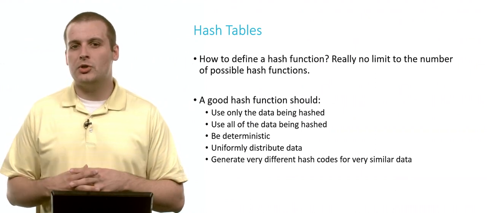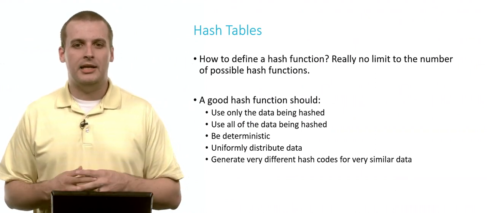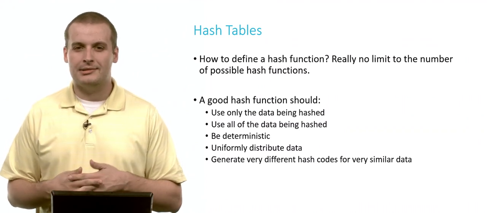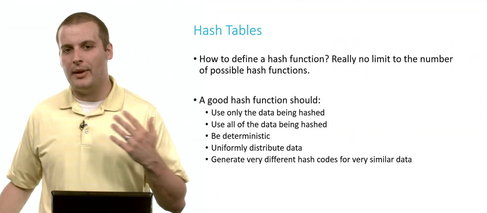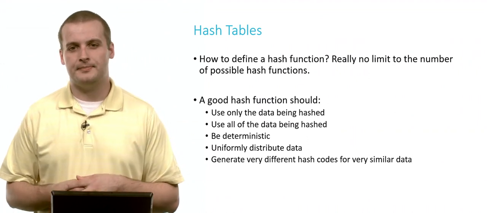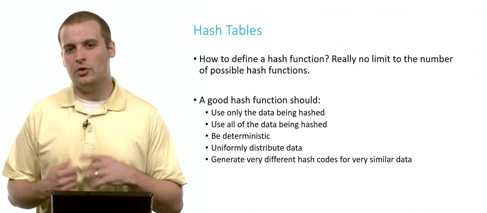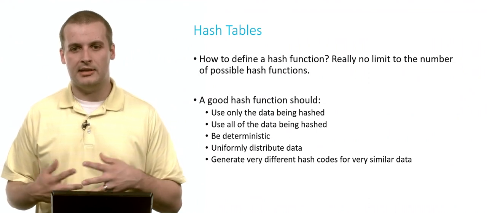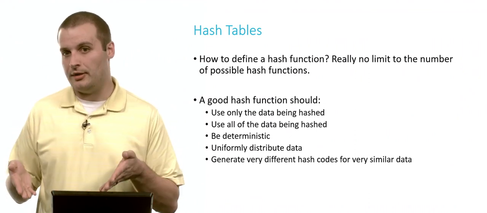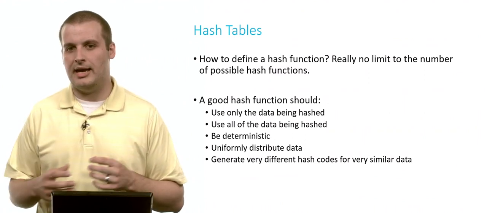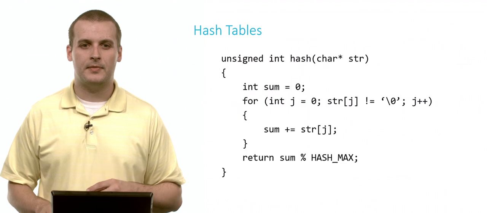A hash function should also uniformly distribute data. If every time you run data through the hash function, you get the hash code 0, that's probably not so great. You probably want a big range of hash codes so things can be spread out throughout the table. And also, it would be great if really similar data, like John and Jonathan, maybe were spread out to way different locations in the hash table. That would be a nice advantage.